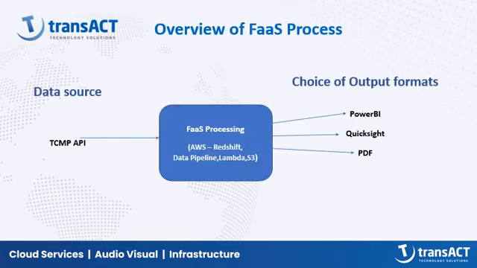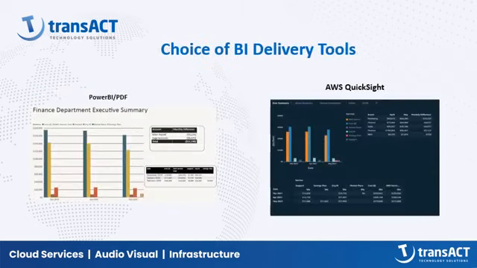So this is just a graphic showing the architecture. So we input data from the TCMP API. We then process the data within AWS. And then you have a number of output types that you can use. You can use Power BI, QuickSight, or PDF. You've got a choice of delivery tools. So we can provide the reports either using Power BI, or it can be just a normal PDF, or you can have the interactive version with AWS QuickSight.